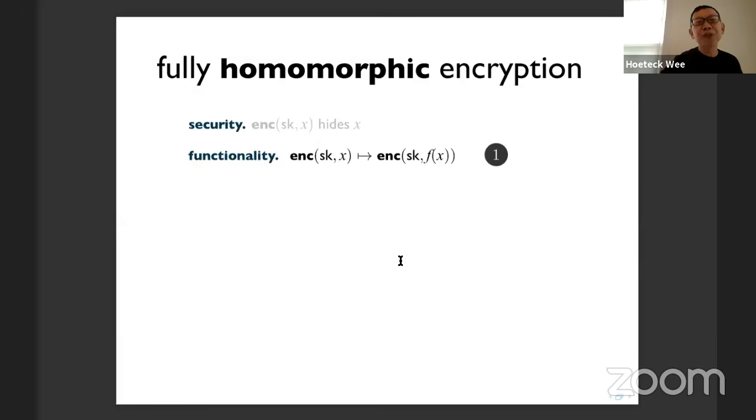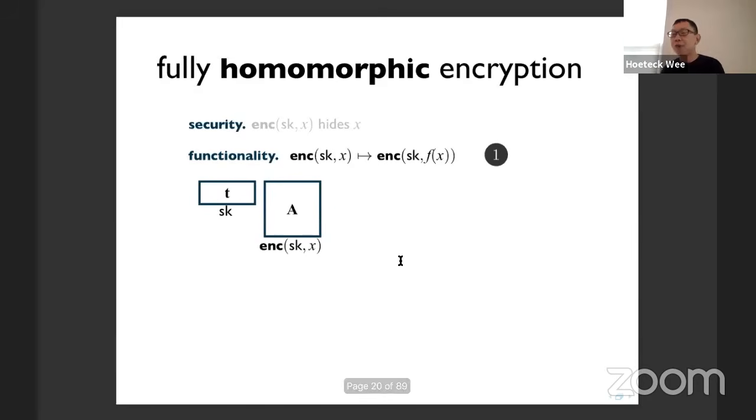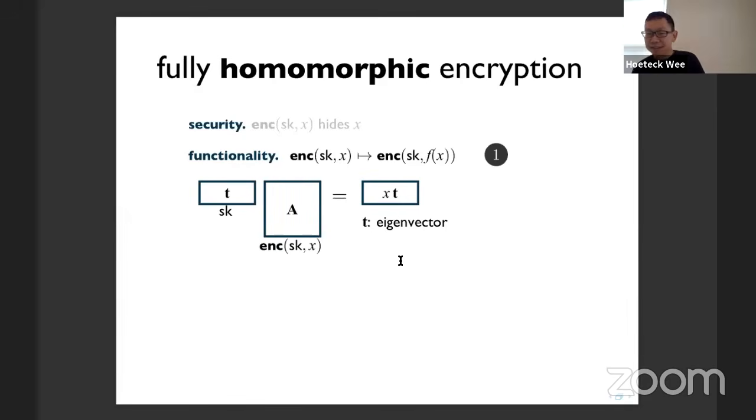Okay, all right, so what does the scheme look like? The secret key is a row vector whose entries are uniformly random from some Z_q, which is our underlying ring. We call it T. The ciphertext is going to be a square matrix. Encryption of X is a square matrix A with the property that T times A equals X times T. High school linear algebra says that we refer to T as an eigenvector for A with eigenvalue X. We won't really need this notion of eigenvector, but we need the equation T times A equals X times T. So this is what our ciphertext will look like.